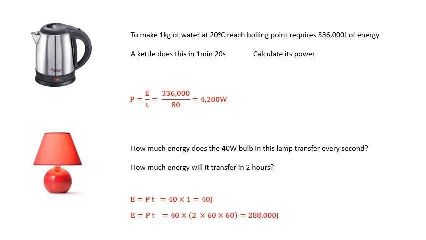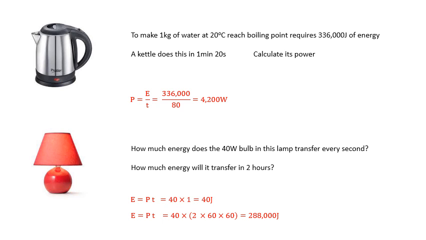Okay, so for each one, you write down the equation, rearrange it if you need to, bung in the numbers, work it out. Don't forget the units. So the first one, power is energy over time, 336,000 divided by 80, because the time has to be in seconds, and that gives 4,200 watts, or 4.2 kilowatts.